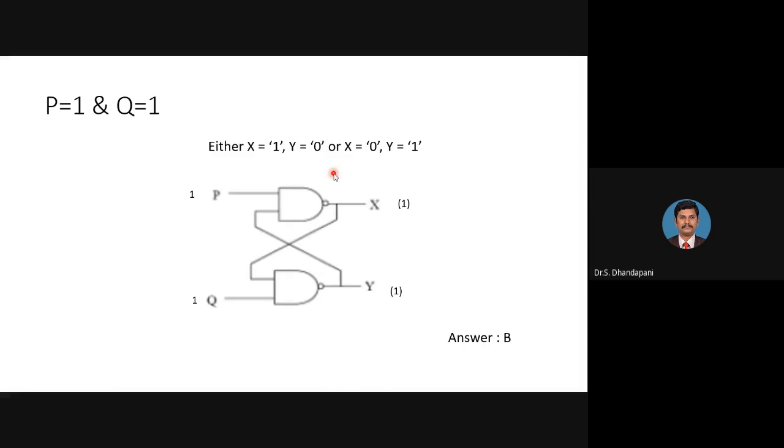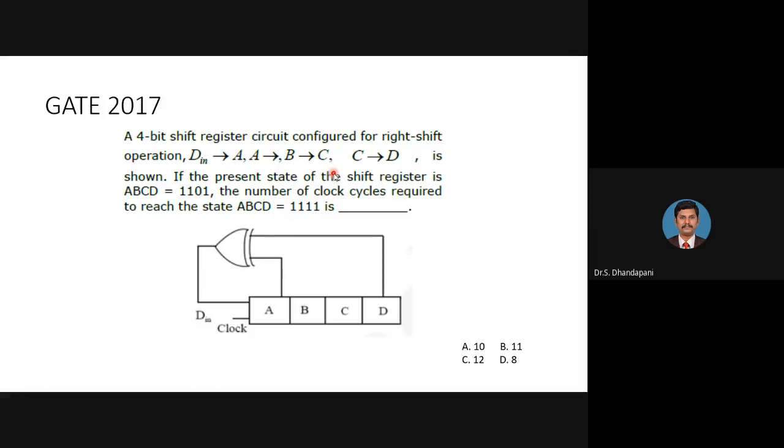Next question. This is from GATE 2017. A 4-bit shift register for right shift operation. As per the connection, we have A, B, C, D, 4 bits. A and D are connected to an XOR gate. The output is connected back to A, and here we have the clock.